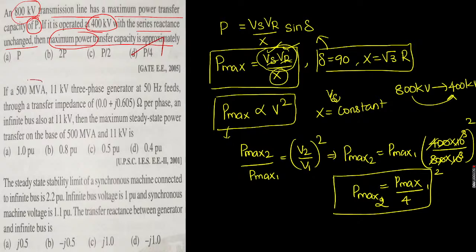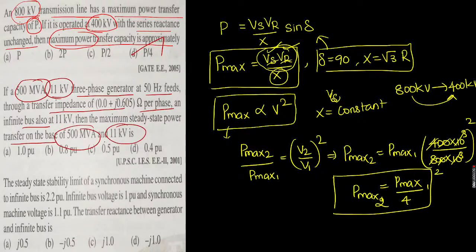Next, what they told: if a 500 MVA, 11 kV, 3-phase generator at 50 Hz feeds through a transfer impedance of 0.605 ohm per phase into an infinite bus also at 11 kV, then the maximum steady state power transfer on the base of 500 MVA, 11 kV is dash.